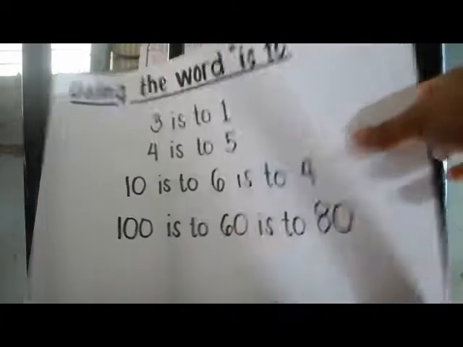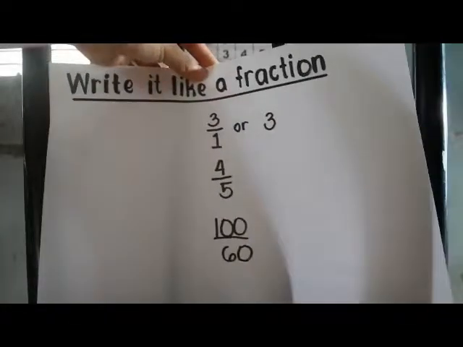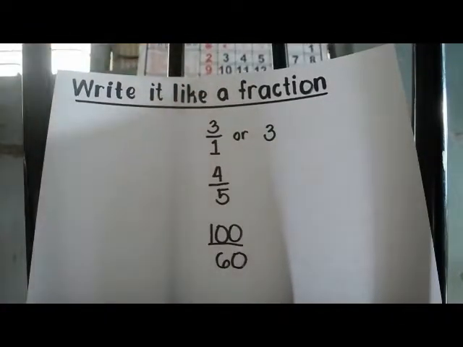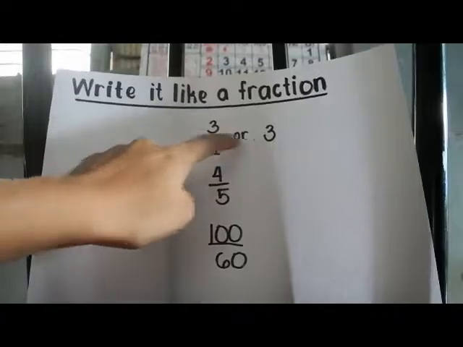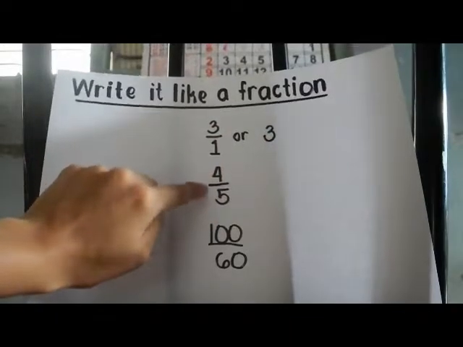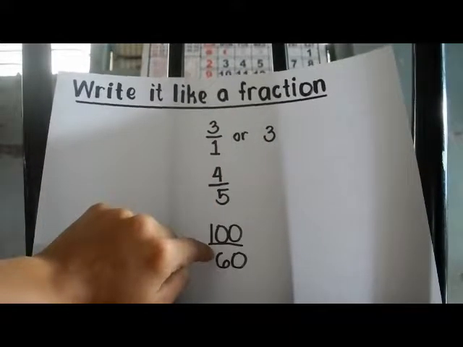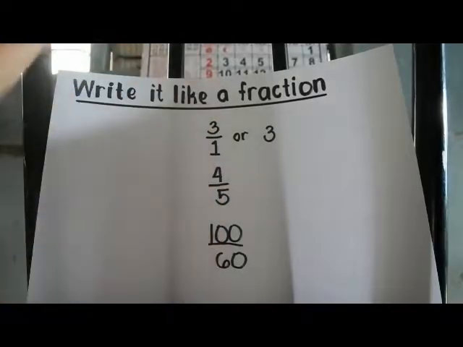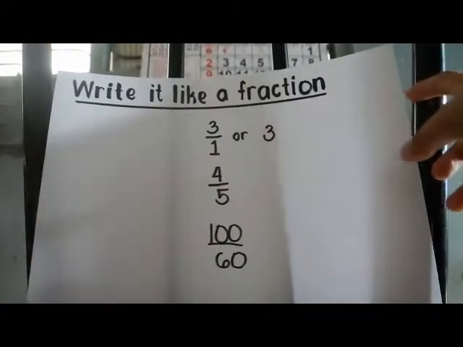The last one is to write it like a fraction. We have 3 over 1, or simply 3, 4 over 5, and 100 over 60. A ratio can also be written like a fraction.